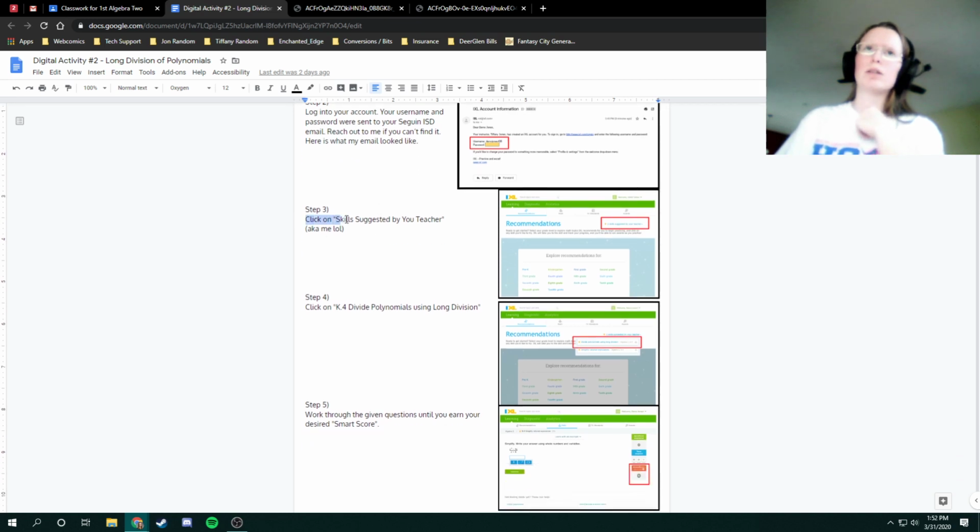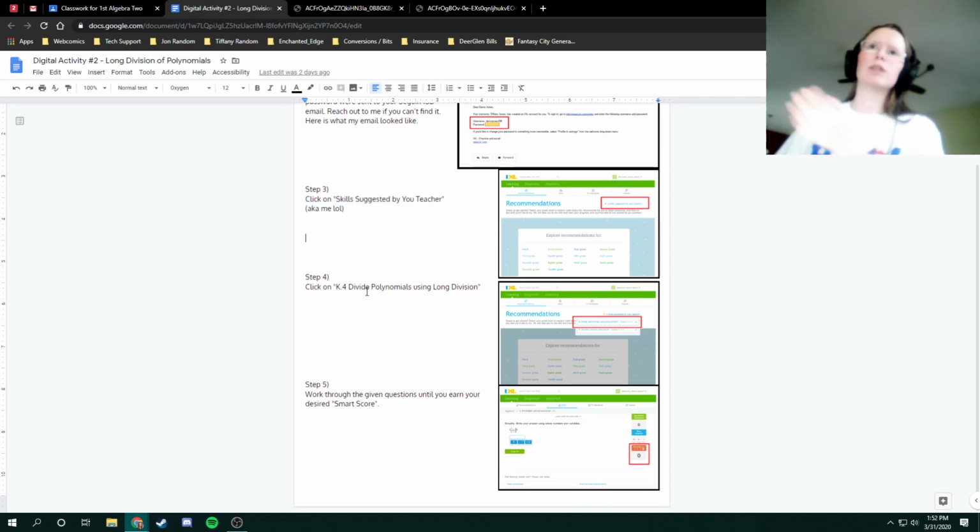Then there will be something called skills suggested by your teacher, right here. And for this one, as opposed to yesterday's content, we're going to pick dividing polynomials by long division. Then you can work through the questions until you earn your desired SMART score.